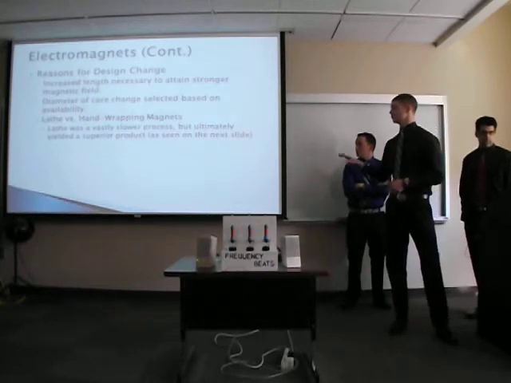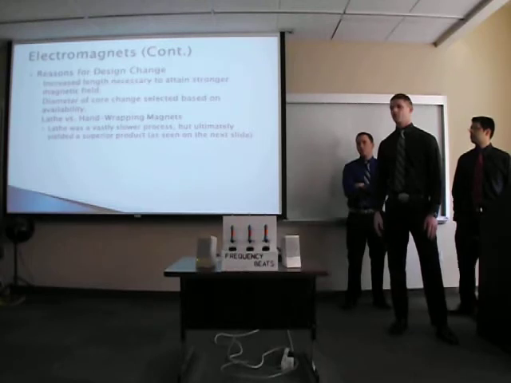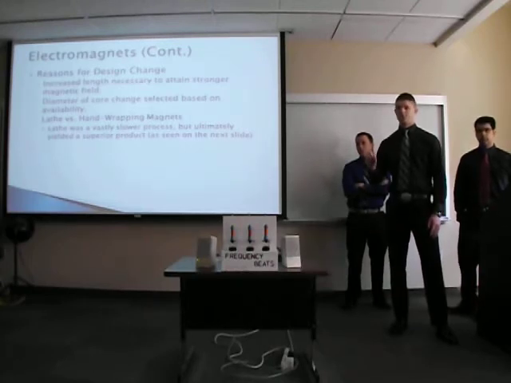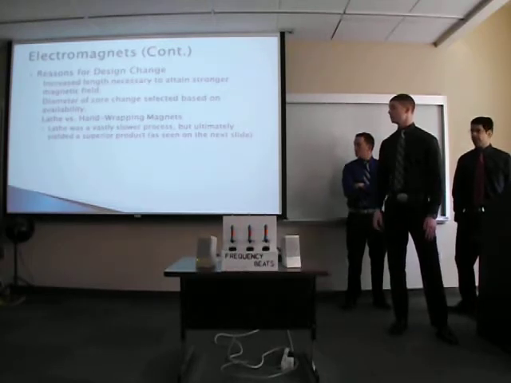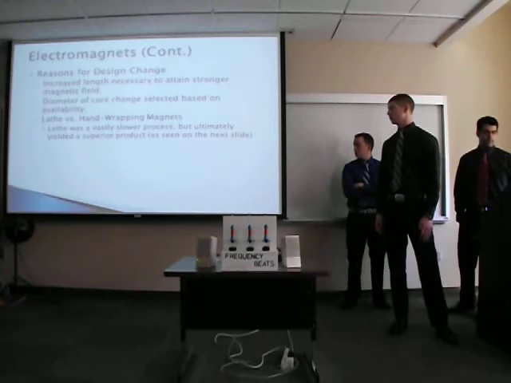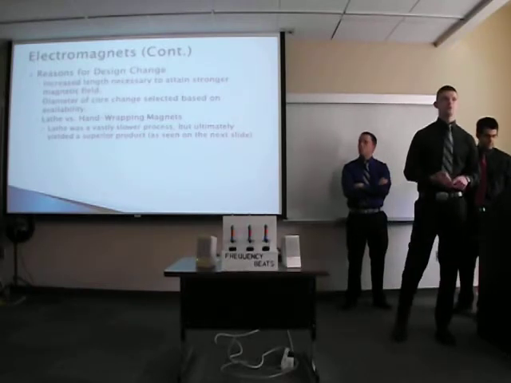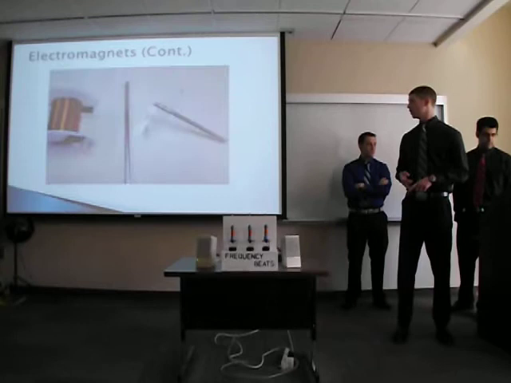So some of the reasons for making these design changes, we needed to increase the length of the wire to get a strong enough field to actually move the ferrofluid. As far as the change of diameter, that was based solely on what we had available. We didn't have any half-inch diameter rods, so we went with 1/4 inch. As far as using the lathe, that made the big difference. The lathe was a vastly slower process, but ultimately yielded a vastly superior magnet.